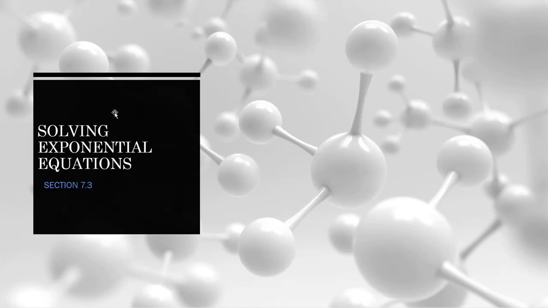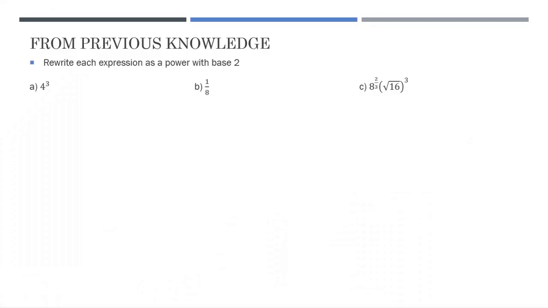Alright, 7.3, solving exponential equations. So this is nice, it's a little bit different than what we've been doing so far, so no more graphing for a little bit at least. Now we're going to go back to some previous knowledge, so rewrite each expression as a power with a base 2. So this is something you might have done possibly in grade 9, more likely.